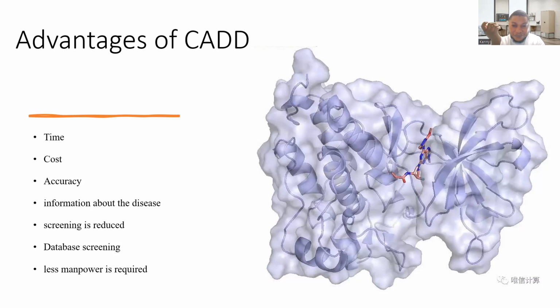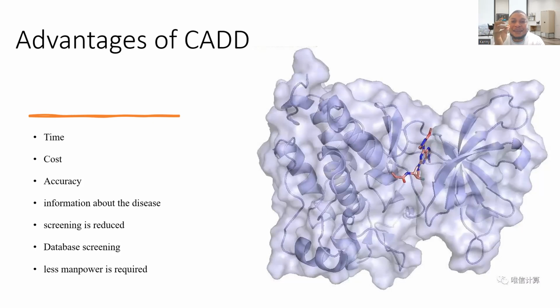What about accuracy? Yes, it also gives you accuracy. It also gives us information about the disease. For instance, you have the sequence, you don't have the structure. It can give you information about it, right? Screening is reduced. It reduces your screening time, it makes your time working on the database shorter, and less manpower is required. So those are the advantages of using computer drug discovery in medicine, in science.